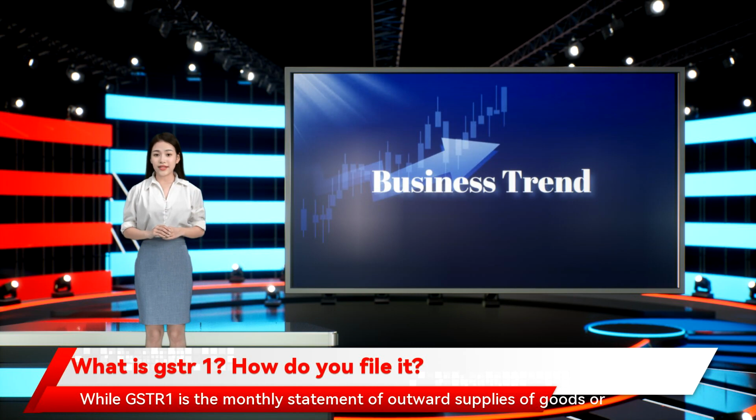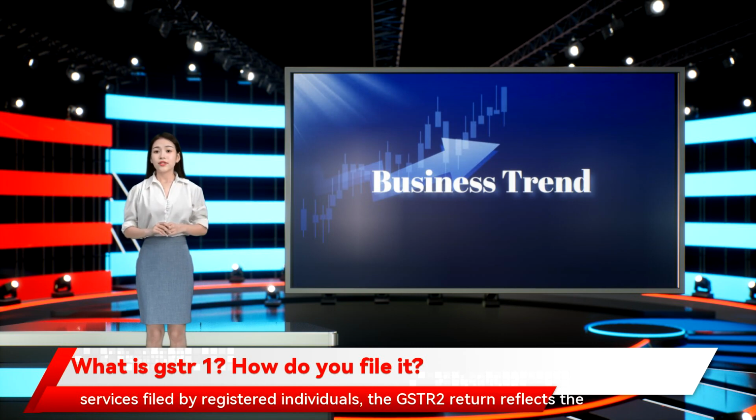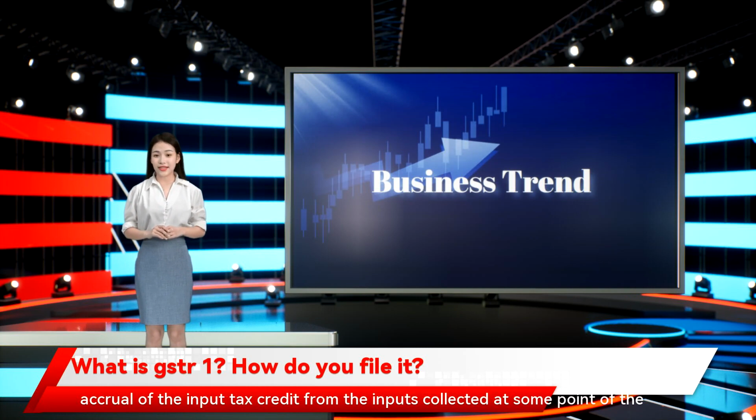While GSTR1 is the monthly statement of outward supplies of goods or services filed by registered individuals, the GSTR2 return reflects the accrual of the input tax credit from the inputs collected at some point of the prior month.